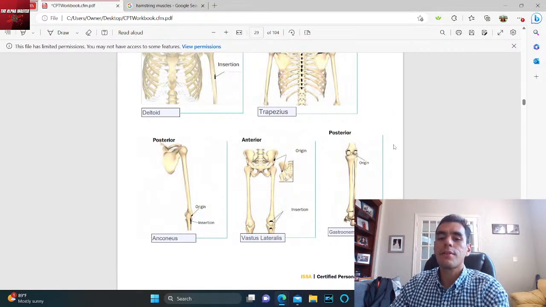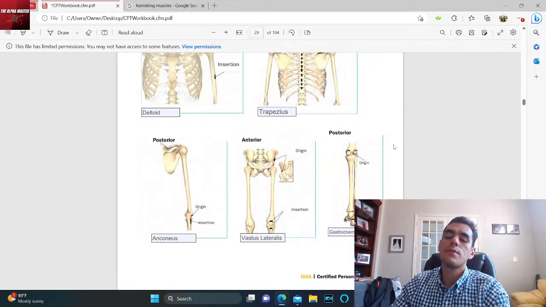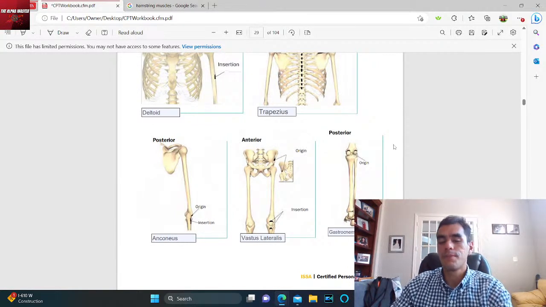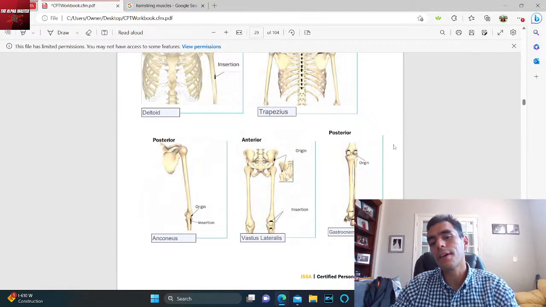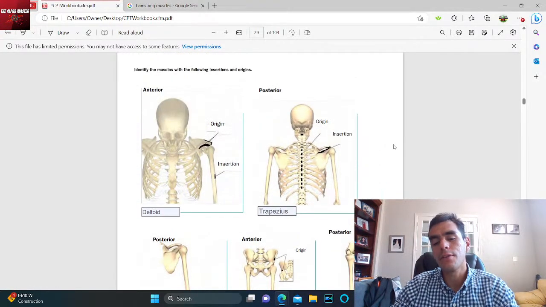The gastrocnemius has this posterior side. You have the origin, which is going to be on the patella, and the insertion is going to be in the ankle. The origin of the gastrocnemius is going to be in the patella, and the insertion is going to be in the ankle.